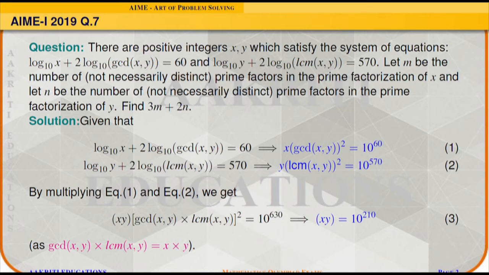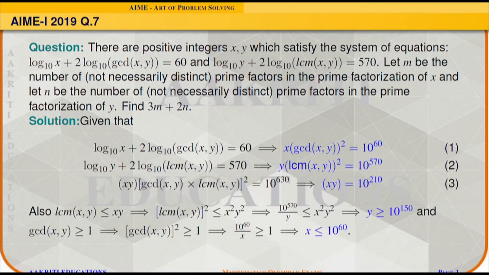Now by multiplying equation 1 and equation 2, we will get xy times GCD times LCM whole square is equal to 10 raised to the power 630. As we know, the GCD of two numbers times the LCM of two numbers is always the product of the two numbers. So using this fact, we will get xy is equal to 10 raised to the power 210.